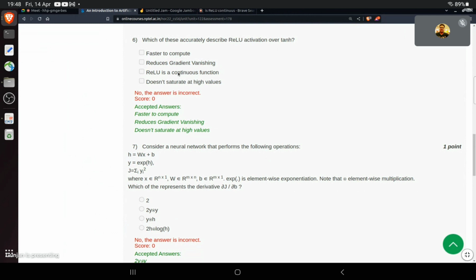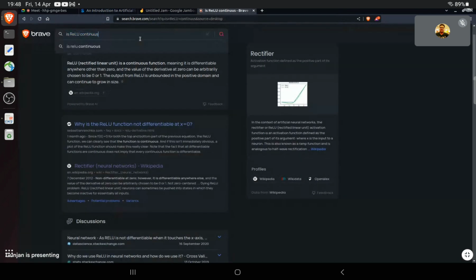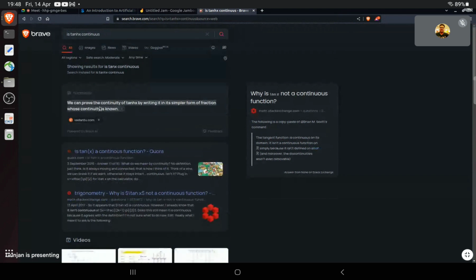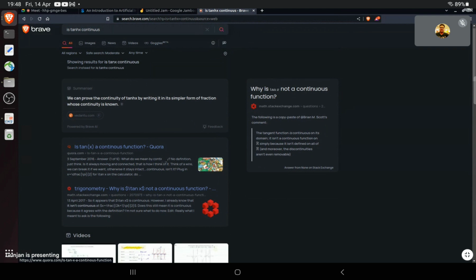No, actually tanh is continuous and ReLU is continuous. No, tanh is not continuous. Tanh breaks at infinity, at pi by two. Let me see. Tanh is continuous. Tanh of x, we can prove the continuity of tanh by writing it in a simpler form as a fraction. Look at the option: it says tan x is continuous, not tanh x. As I said, it is tan of x, right? It is not tanh x. Tan of x is a continuous function.